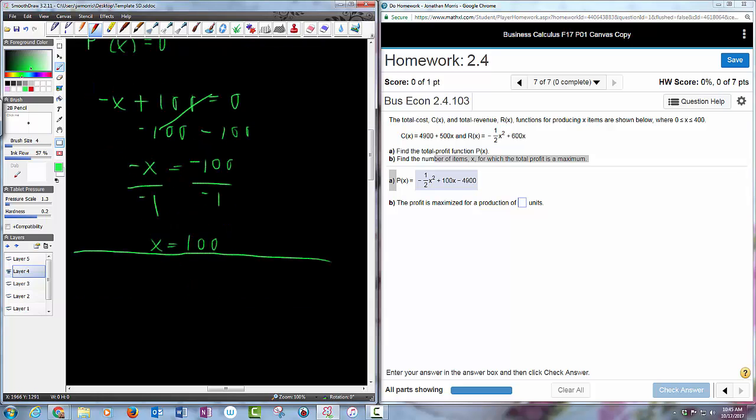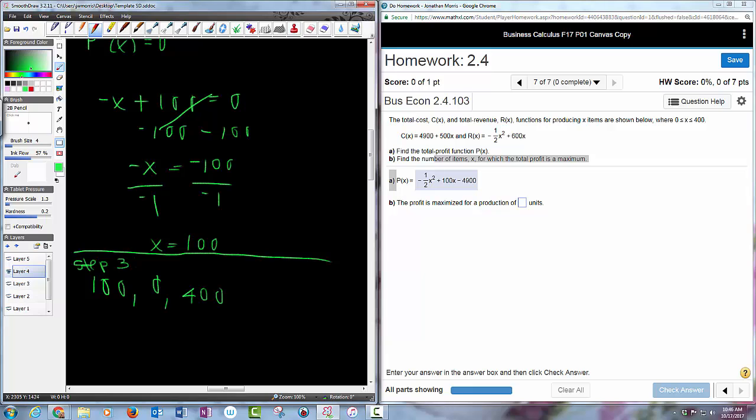Step 3 in theorem number 8 is to list your critical x value, which we just found to be 100, and your endpoints of the x interval. So that's 0 and 400. Where did I get those numbers from? I got them from right over here. It says that x is between 0 and 400. So step 3 is to list your critical x and your endpoints of the x interval, so 0 and 400.